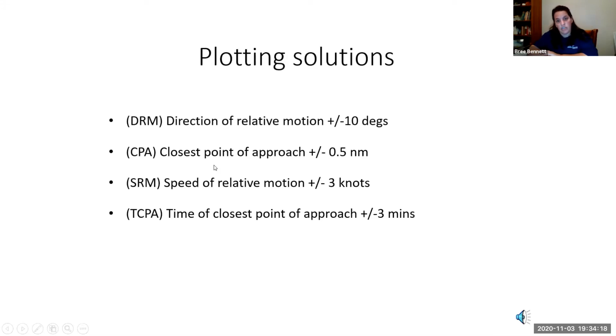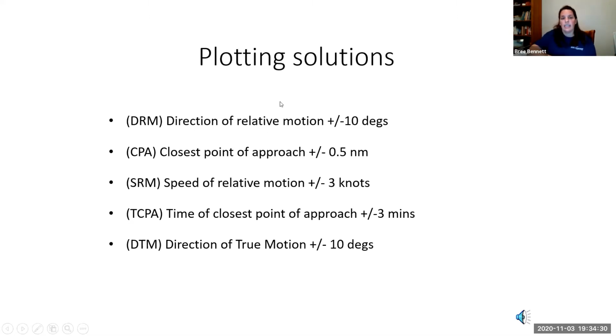Okay, so I did want to go over this real quick. This is kind of our grading scale. As we do these, the answers will be on the back page. For your relative motion direction, plus or minus 10 degrees, CPA plus or minus half a mile, speed plus or minus 3 knots, time of CPA plus or minus 3 minutes, direction 10 degrees. So just keep that in mind as we are plotting.